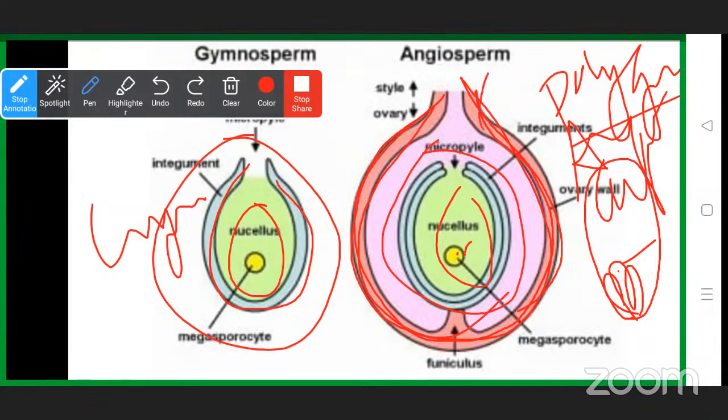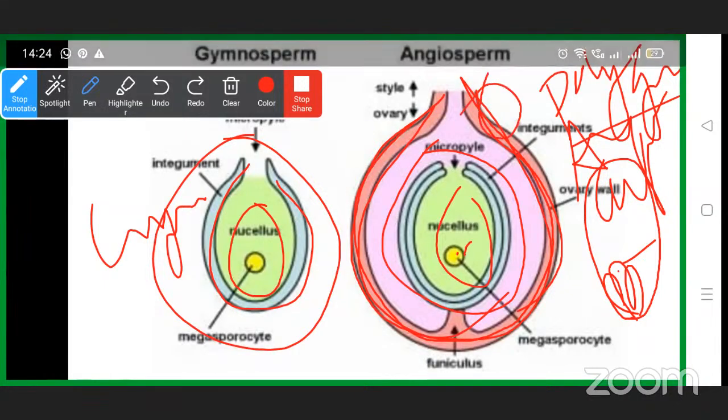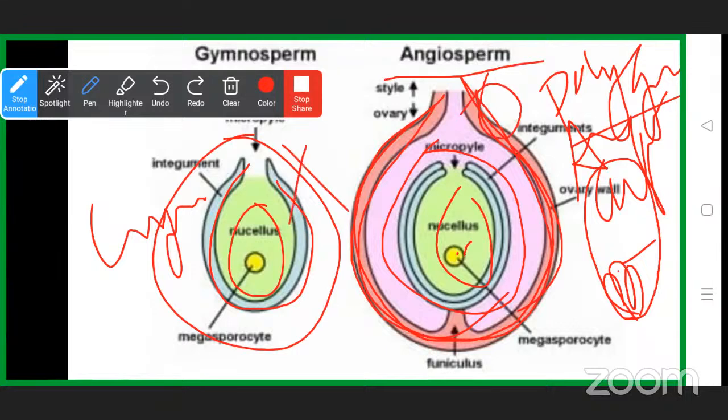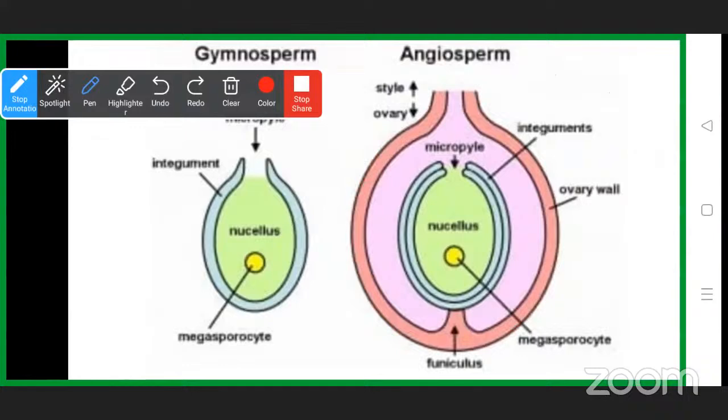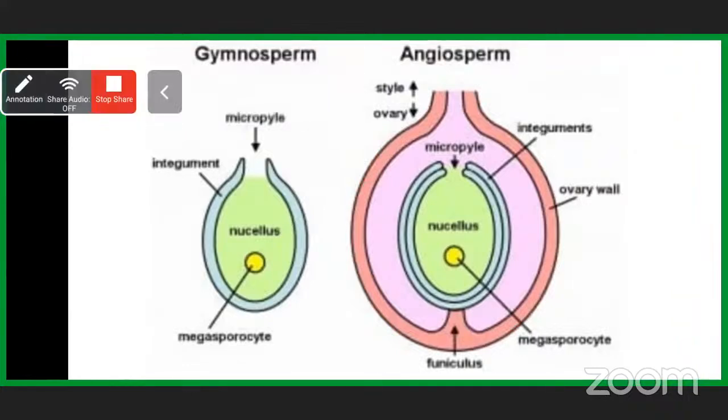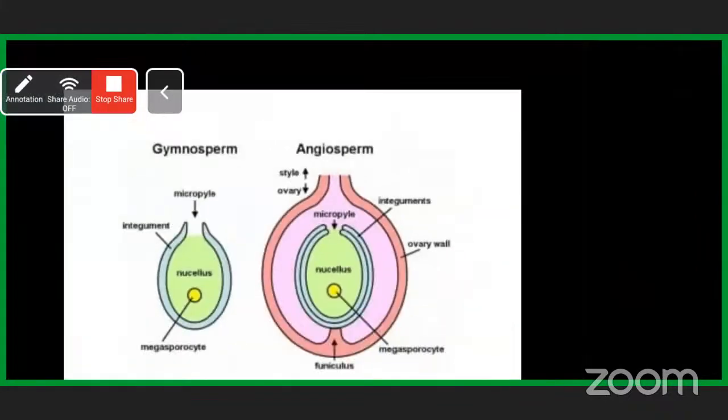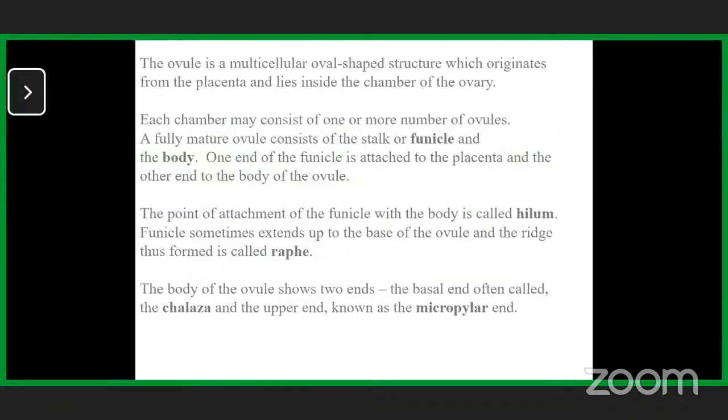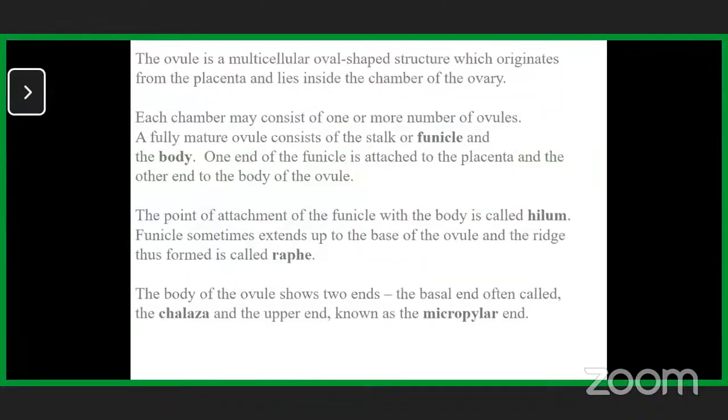Here an extra sheath, the ovule sheath, is there in the angiosperm. It is absent in the gymnosperm. That you should remember: the difference between gymnosperm and angiosperm.